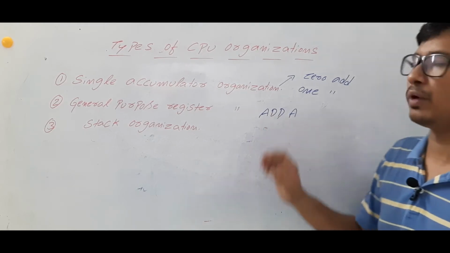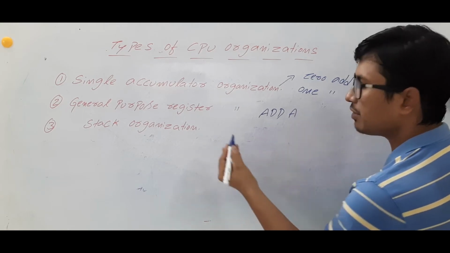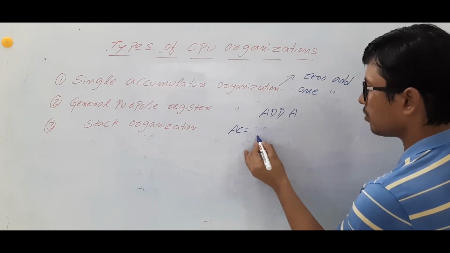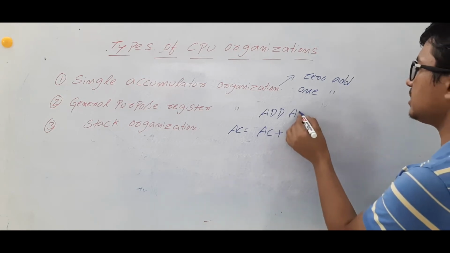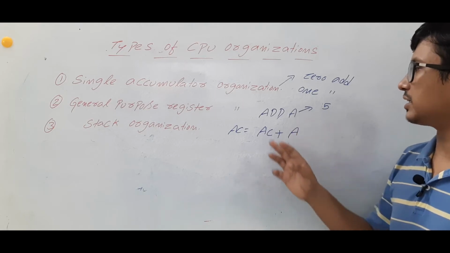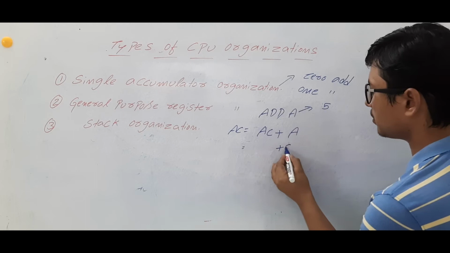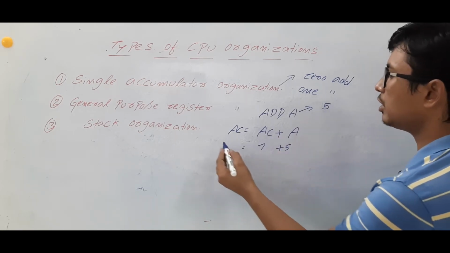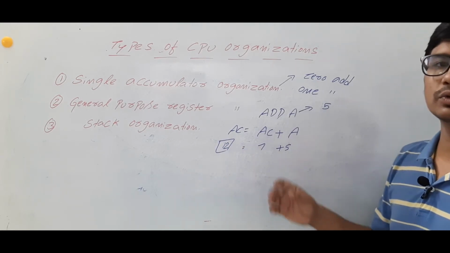Now how will one address instructions be executed? We have an accumulator, so accumulator is equal to accumulator plus A. Let's take that A has the value 5. So this 5 will be added to the accumulator. Let's take that the accumulator has the value 7. So 7 plus 5, 12, will be stored in the accumulator. This is the way you will execute the instructions.